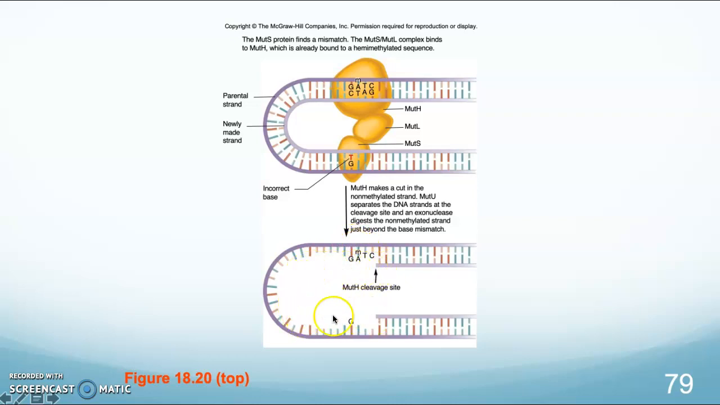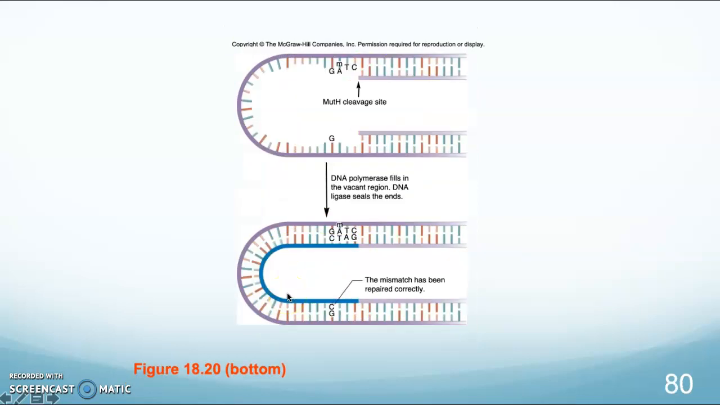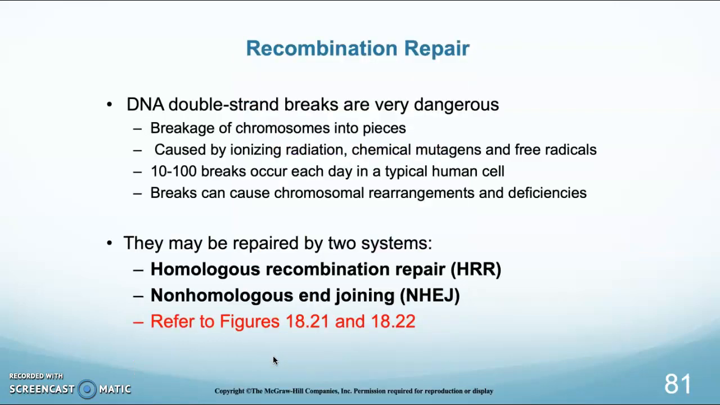And now we have this open patch that needs to be fixed. And what we can see is that we will have an actual DNA polymerase that will fill that vacant region, and then DNA ligase will seal the end. But it's being able to have that methylated parental strand that allows us to know which strand to use as our particular template. We can also get double strand breaks in DNA, and these are very dangerous.